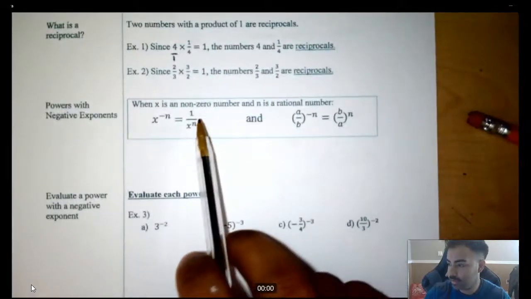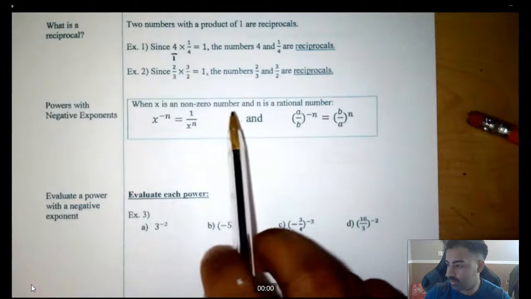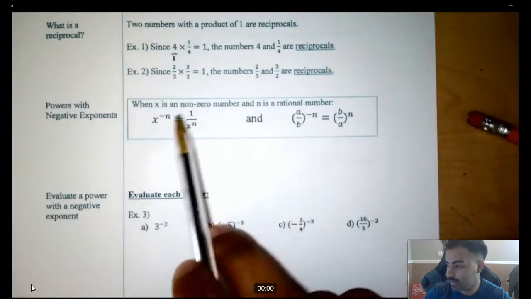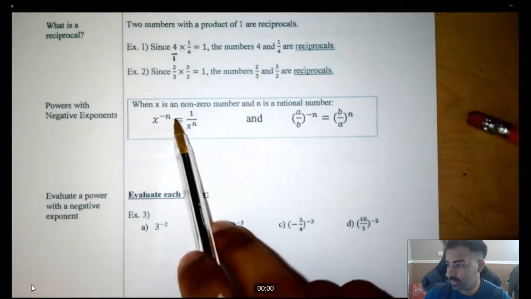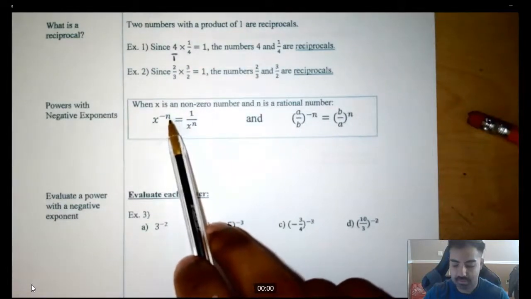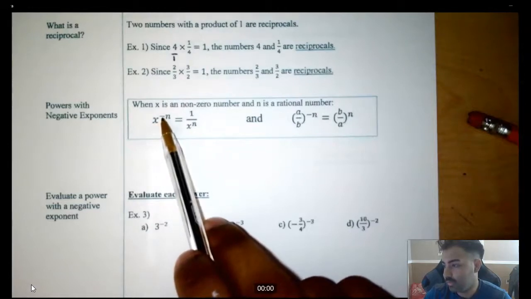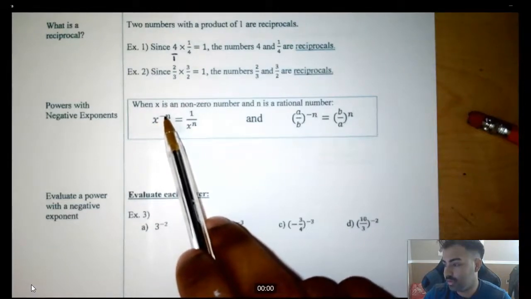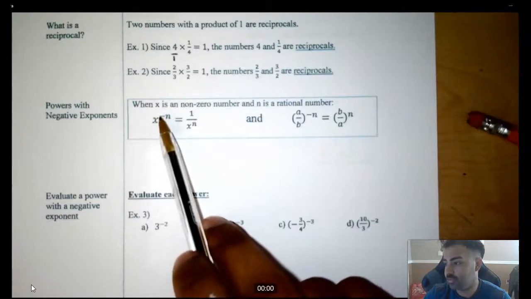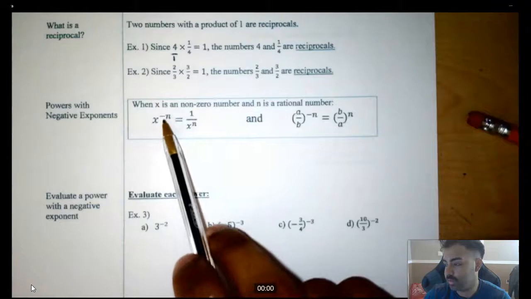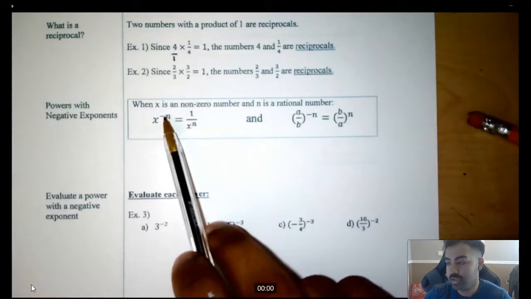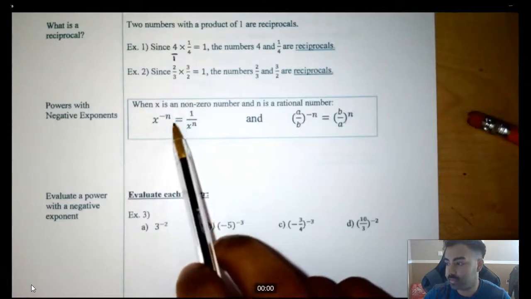Okay, so what is it when x is a non-zero number and n is a rational number? Again, we're looking at rational numbers, so numbers that you can put as a fraction, or it could be a whole number too. So whenever it's to the power of a negative exponent, you can take this and just flip it, use its reciprocal form to make it positive if you want to get rid of the negative. So you'll get a question that says leave all exponents as a positive number. So if you get a negative, all you're going to do is find the reciprocal, like flip it over.